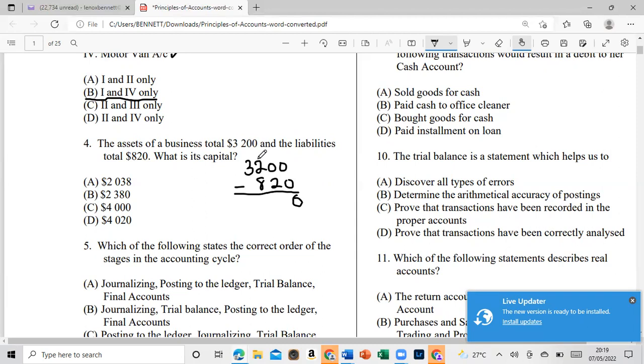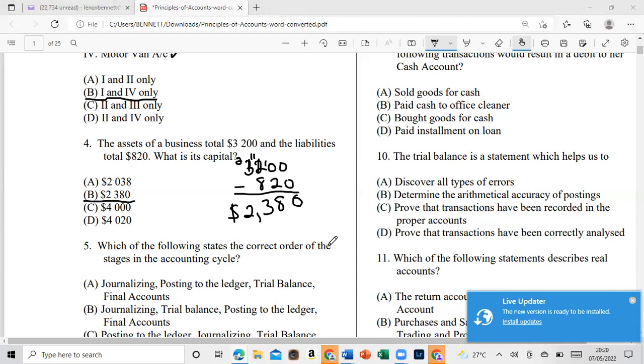So you just have to remember that capital is the assets minus liabilities. And assets are what you own and so forth. Guys, just remember you must know these key terms. As I say, they are key terms.